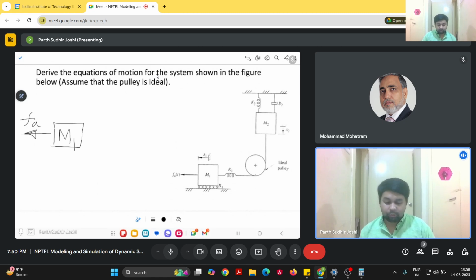Now here we have been given the coefficient of friction as B1. So we will show this force as B1 x1 dot, and then since the motion of the mass m1 is towards the left, we will show the spring is in tension, which is k1 x1.